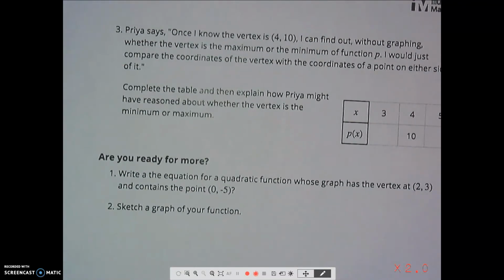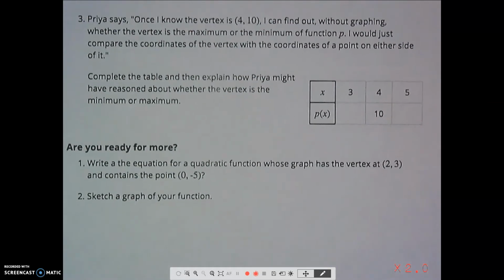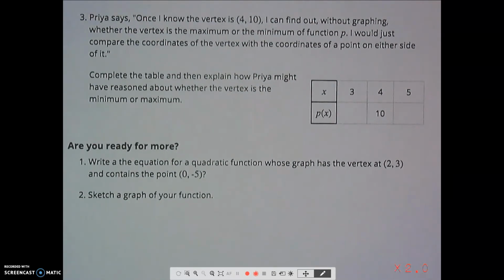Priya says, once I know the vertex is (4, 10), I can find out without graphing whether the vertex is a maximum or the minimum of the function p. I would just compare the coordinates of the vertex with the coordinates of a point on either side of it. Complete the table and then explain how Priya might have reasoned about whether the vertex is a maximum or a minimum.